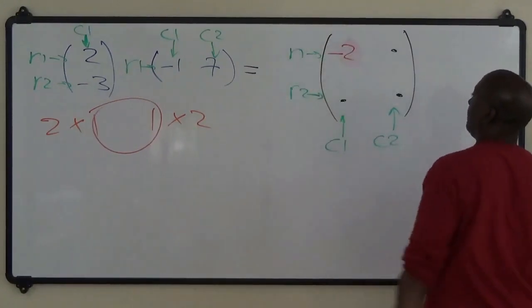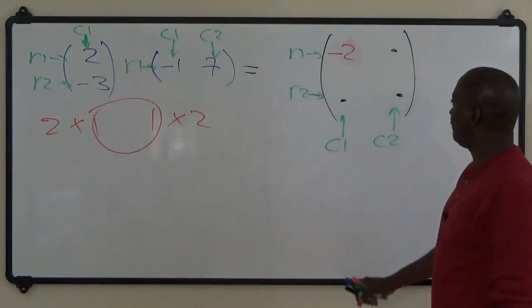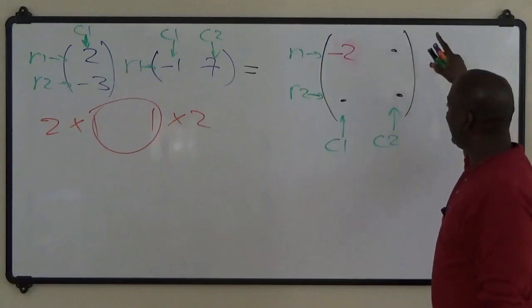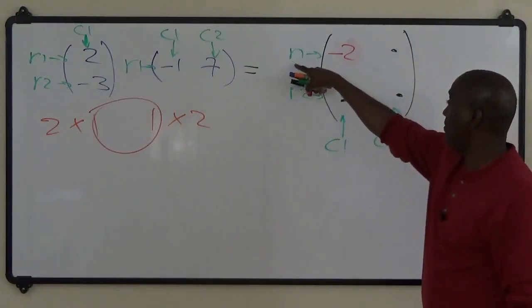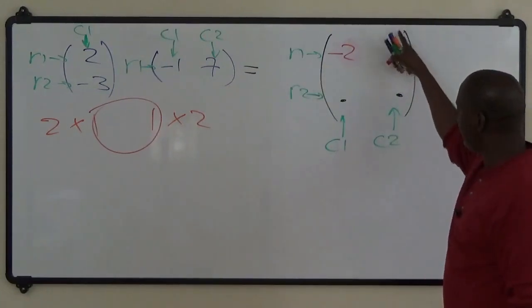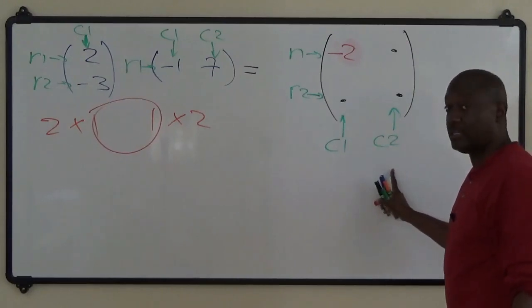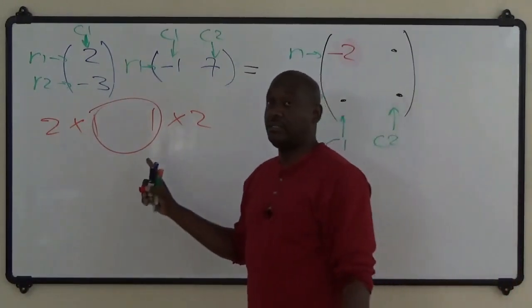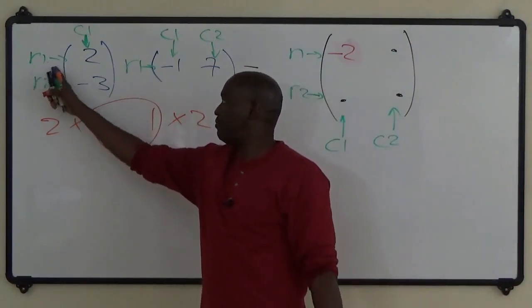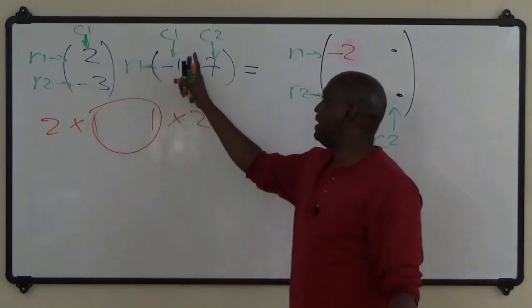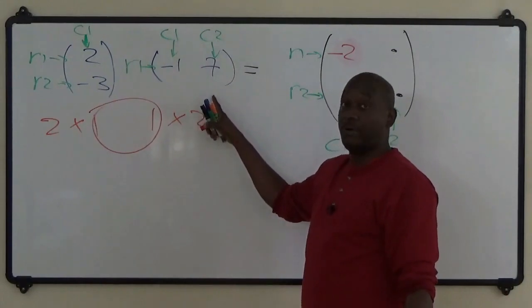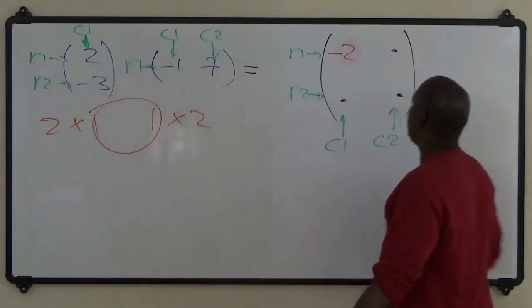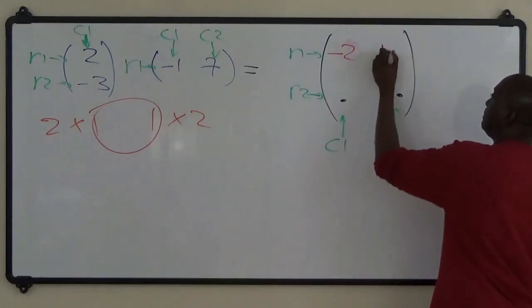Right. Similarly, the quantity that will be located at the intersection of the first row and the second column of matrix C will be formed by the interaction between the first row of matrix A and the second column of matrix B. So 2 by 7 is 14.